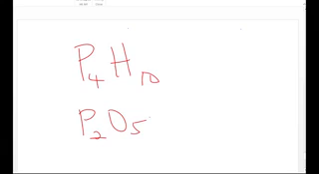SO4 2 minus. It's the same thing as the sulfate(VI) ion. Now sulfites. This one ends with ite. Sulfites. Okay. Anybody with this?